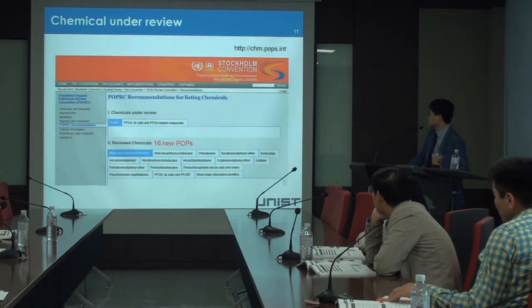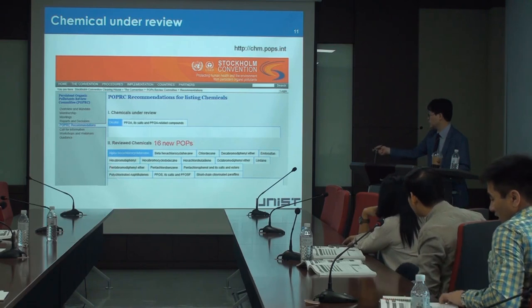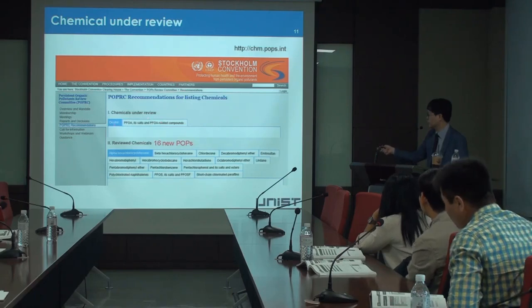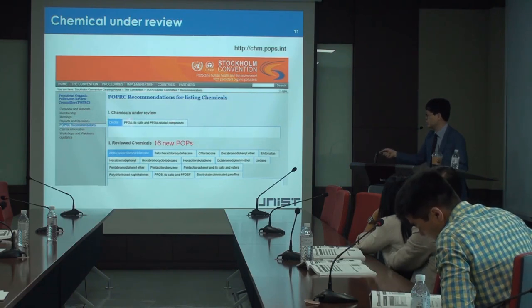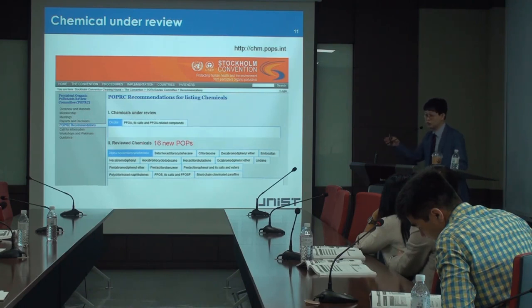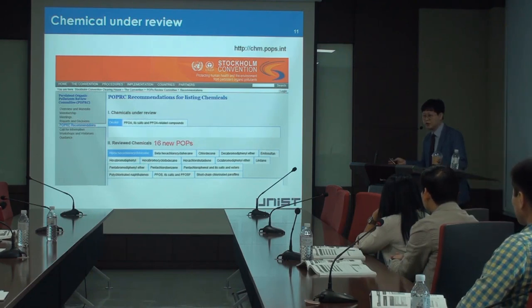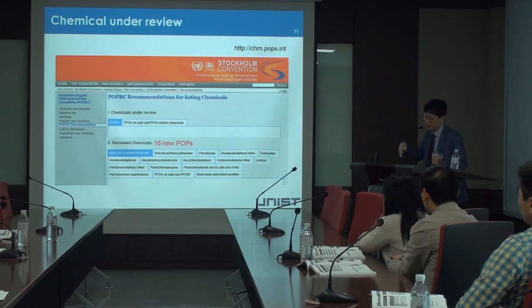Still, the Stockholm Convention considers many other new chemicals. These are the reviewed chemicals, the list of 16 new POPs. Also, currently, there are two major chemicals under review: dicofol, a kind of pesticide, and PCP, this kind of chlorine compound. Probably they can be added to the Stockholm Convention list. This means that every year many nations propose another chemical, so every year there is a possibility of a new addition of chemicals.